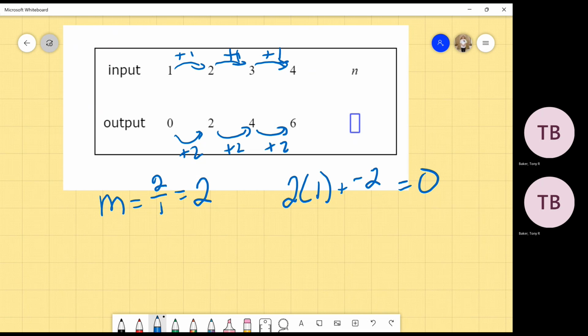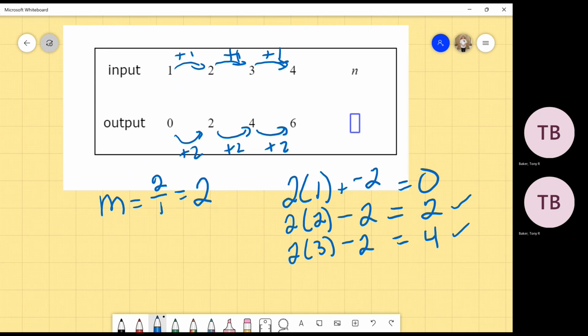Okay, now let's see if it works on the rest. 2 times 2 minus 2. 2 times 2 is 4. Minus 2 is 2. So that works. 2 times 3 minus 2 is 6 minus 2 is 4. So it works. So 2n minus 2 is my answer.